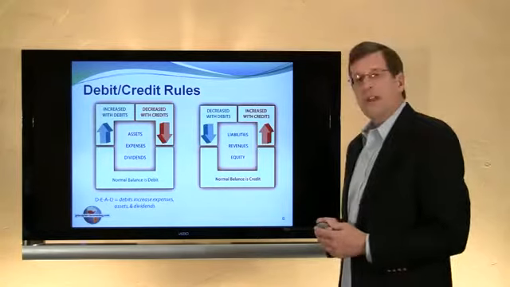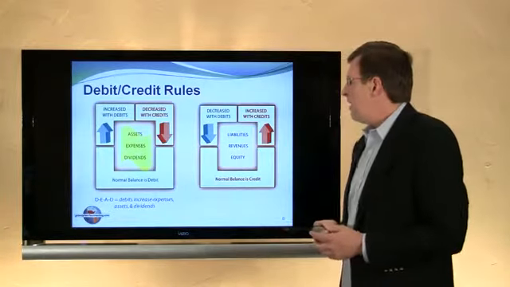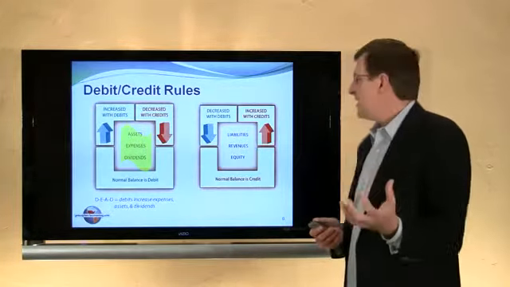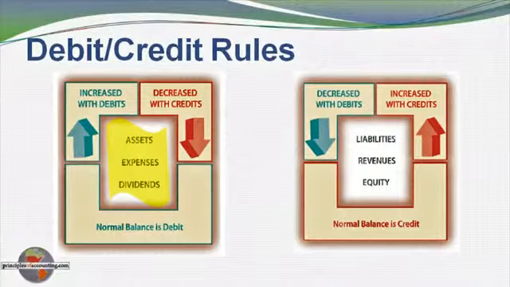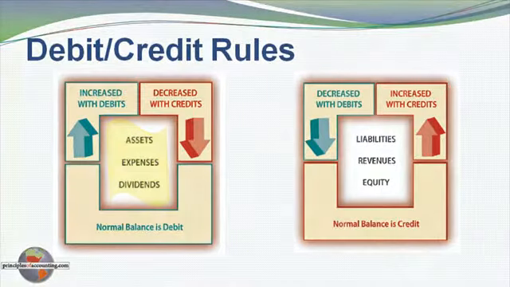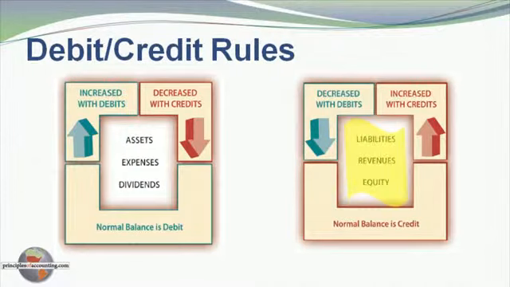Let's look closer at debit-credit rules. First of all, the accounts, assets, expenses, and dividends have something in common. They carry a debit balance normally, and debits increase those accounts, and credits decrease those accounts. It's the opposite effect when we consider liabilities, revenues, and equity accounts. They carry a credit balance, they're increased with credits, and decreased with debits.